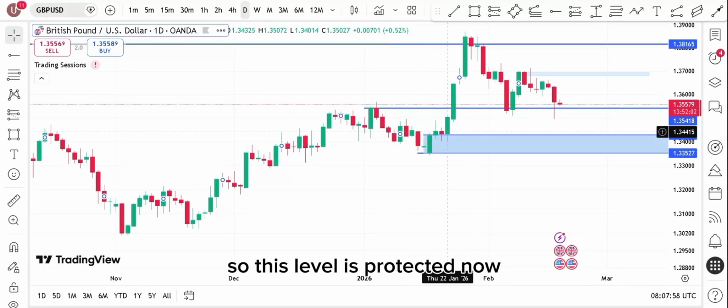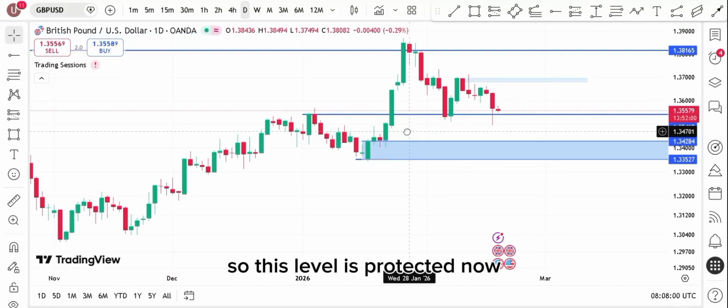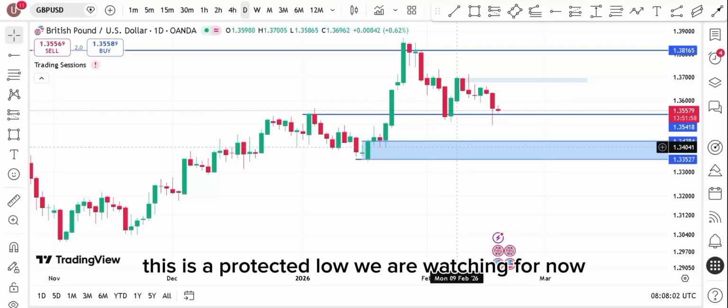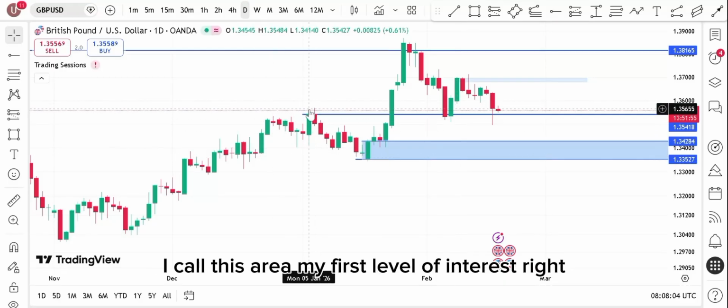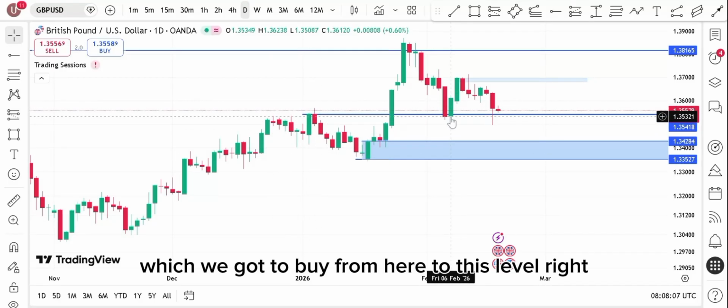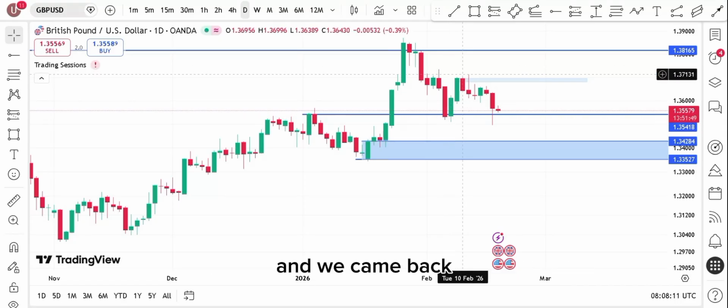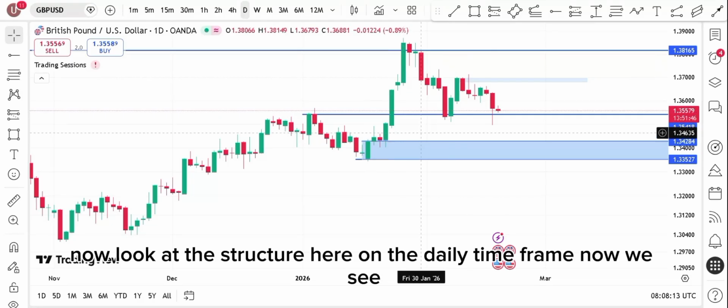So this level is protected. This is a protected low we are watching for. I call this area my first level of interest, right? We got a buy from here to this level, right? And we came back. Now look at the structure here on the daily time frame.